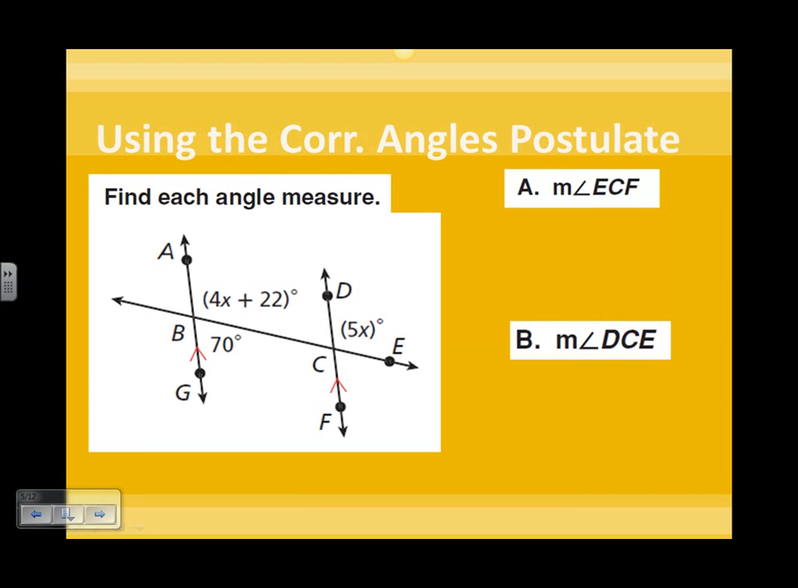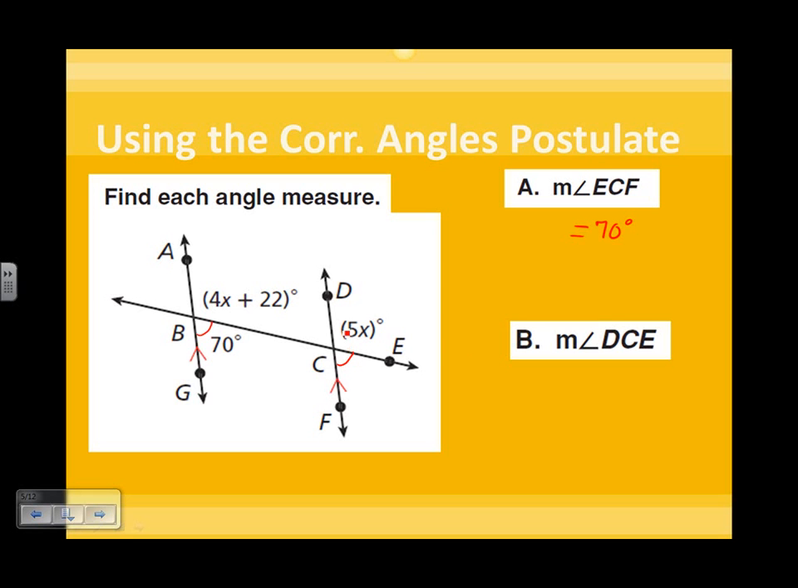So we can use the corresponding angles postulate to find the measures of angles in a diagram such as this. So if we're looking for angle ECF, we have to find the angle that it is corresponding to, and it corresponds with this 70-degree angle here. So this 70-degree angle is congruent to angle ECF, so angle ECF is 70 degrees.